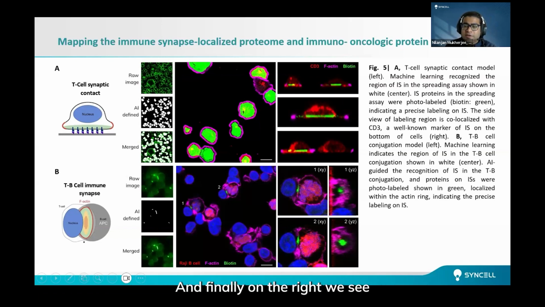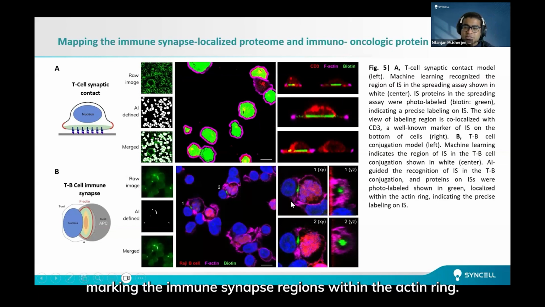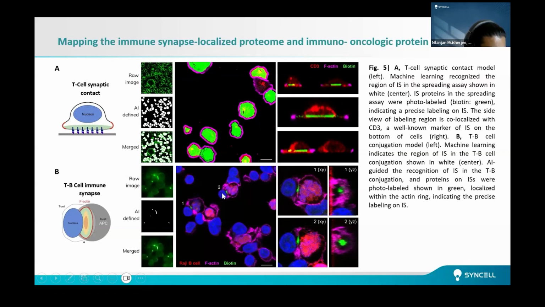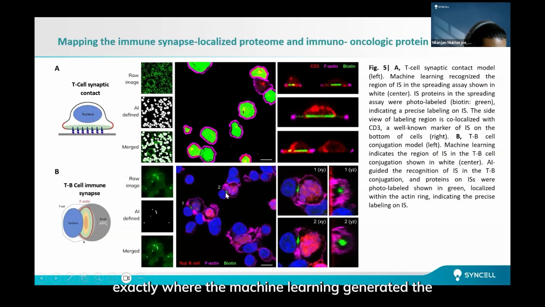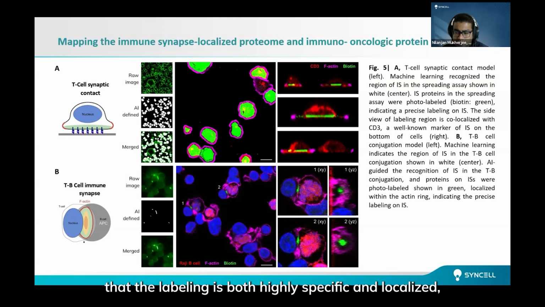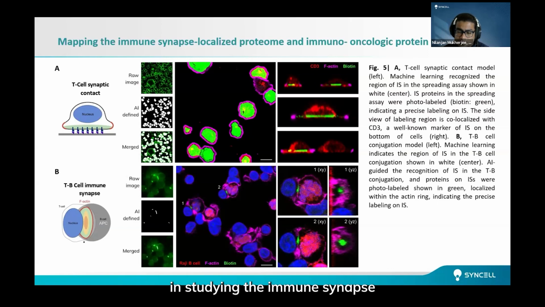And finally, on the right, we see photo labeling in green, marking the immune synapse regions within the actin ring. So you can pretty much see that the green is right here. That's the biotin, and the photo labeling is done exactly where the machine learning generated the photo labeling mask. And this confirms that the labeling is both highly specific and localized, further validating the robustness of this approach in studying the immune synapse dynamics at the molecular level.